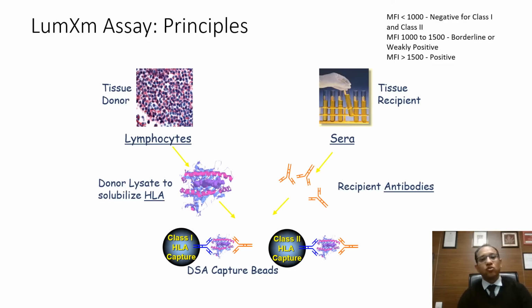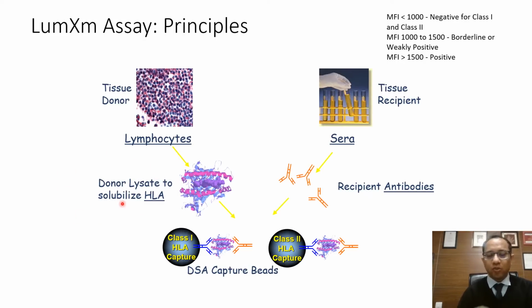Now coming to the actual cross match, how do we do it? Luminex cross match. For any cross match, you need donor cells and patient serum. For patient serum, you require a plain sample from the patient, and you take out the sera. This sera, if it contains recipient antibodies, is going to combine with the antigen. And how do you get the antigen from the donor side? You take out lymphocytes. Lymphocytes are rich in both class 1 and class 2. So you make a donor lysate.